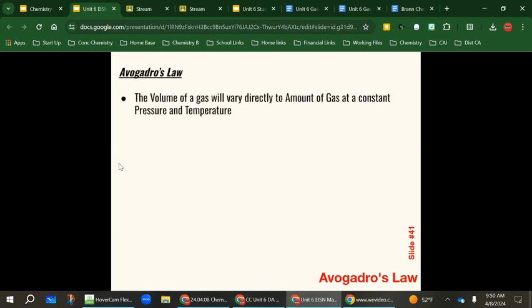Avogadro's law says the volume of a gas will vary directly to the amount of gas at a constant pressure and temperature. In other words, the more gas you put into something, the more space it takes up. Okay? So V and N are in a direct relationship. P and T are held constant, ladies and gentlemen.